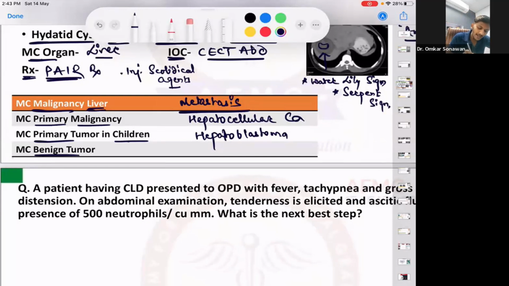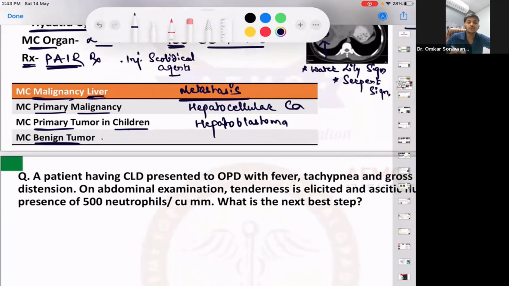Whereas the most common benign tumor of liver. Most of you will mark it as hepatic adenoma. Don't do that. Very good, Nivita. It is hemangioma. Most common benign tumor of liver is hemangioma.